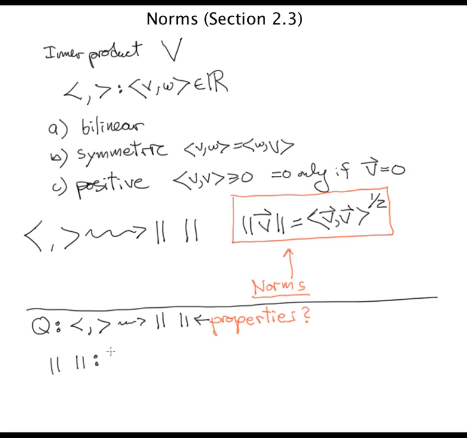it's a function which takes the vector space to the real numbers. What that means is you take a vector and you go to its norm, which is a real number. And what kind of properties does this function have? So what are the properties of this map? The properties we just talked about: there's bilinearity, symmetry, and positivity. So, well, let's take the last one first.